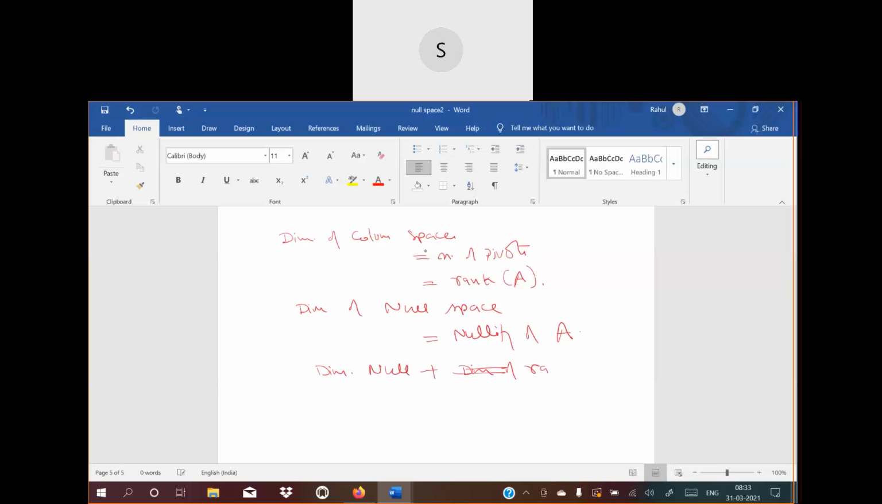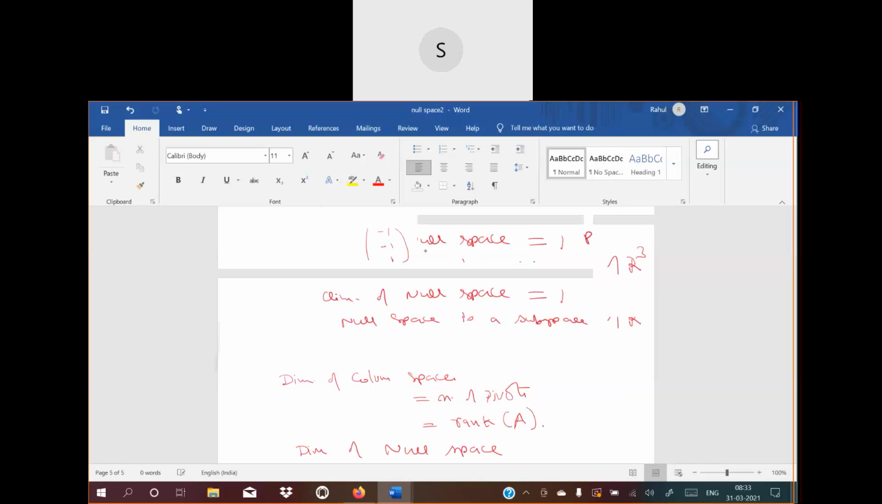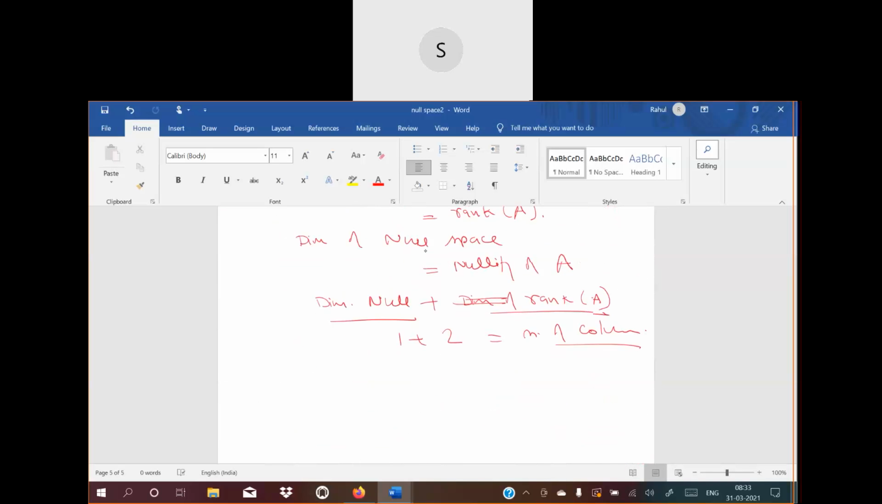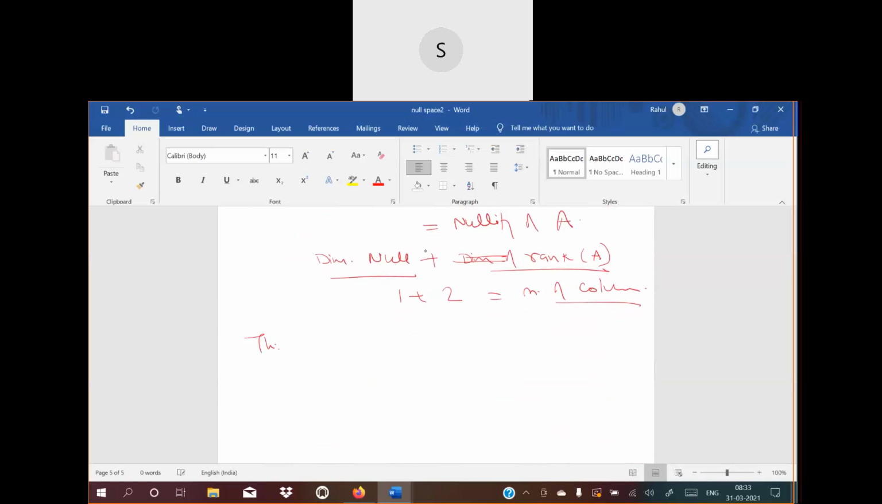Right, now the dimension of null space plus the rank of A, so this is 1 plus rank was 2, will always be equal to the number of columns. So 1 plus 2 is 3, and this matrix had 3 columns: 1, 2, 3. This is an important theorem which says that rank of A plus nullity of A will always be equal to the number of columns. So if some small questions are coming, then you can say this.